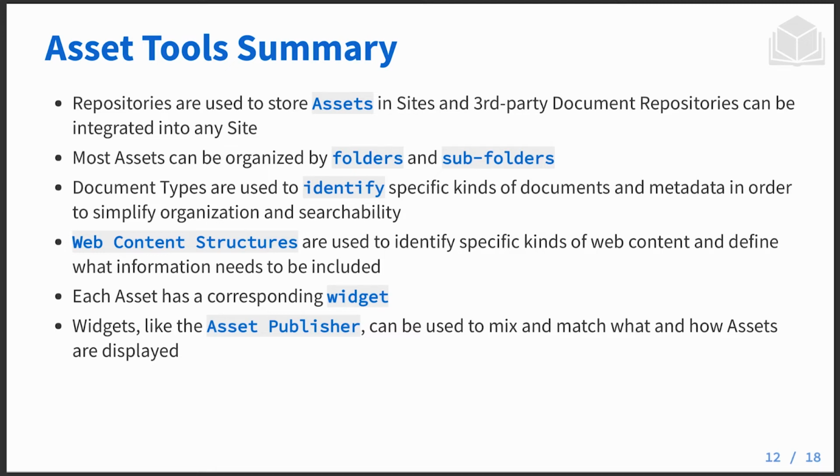Along with document types, we also have things like web content structures, and these allow you to determine what information needs to show up in your web content. Each asset has a corresponding widget, and then you have some special tools like the asset publisher that allow you to select what kinds of assets you want to display and how you want to display them.